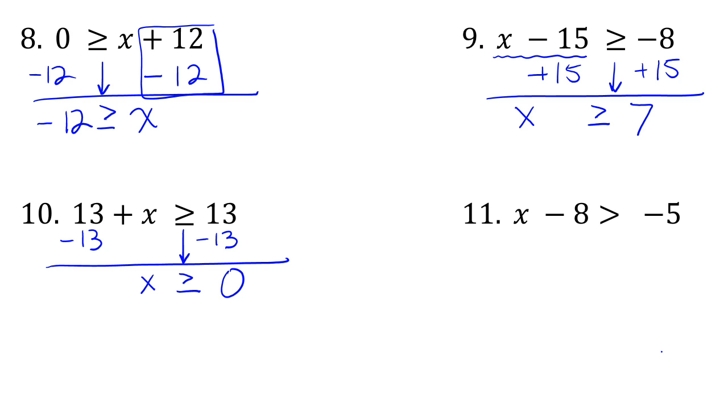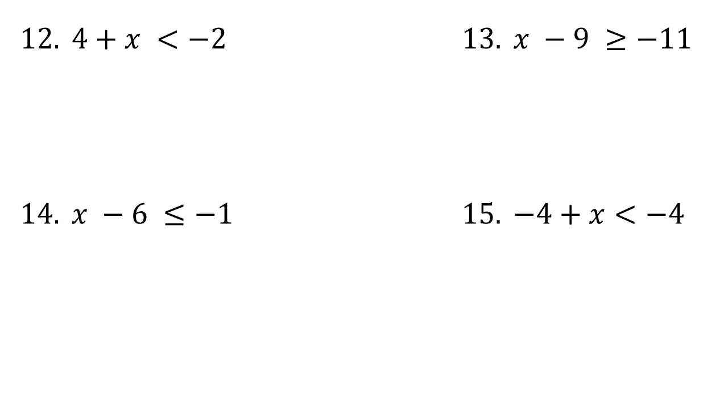For number 11, we have x minus 8 is greater than negative 5. So we look to where our variable is. So we have x minus 8. So we have to get x by itself. So we're going to add 8 to both sides of our inequality. We're left with x. We bring down our inequality sign. And then negative 5 and a positive 8 gives us a positive 3.